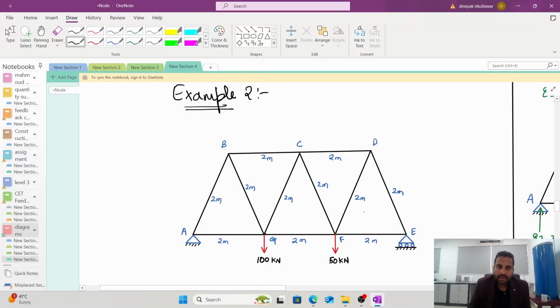So, let us do example number 2. In example number 2, this is your entire truss. It is made up of triangular frames as shown in the figure. You have a loading of 100 kilonewton and 50 kilonewton, and you have two supports, one at A and another at E.